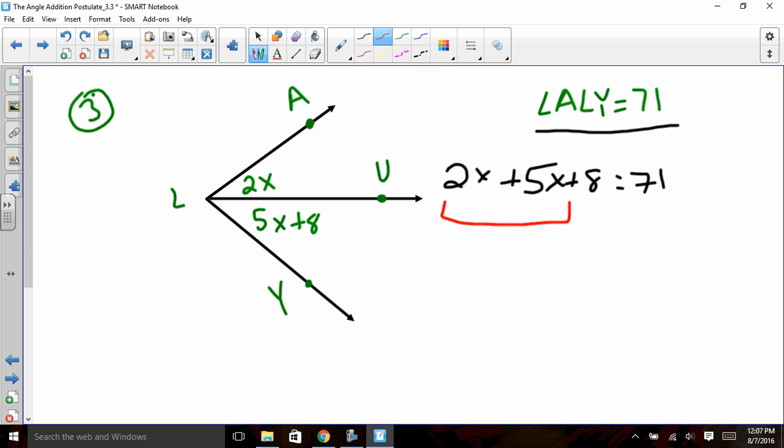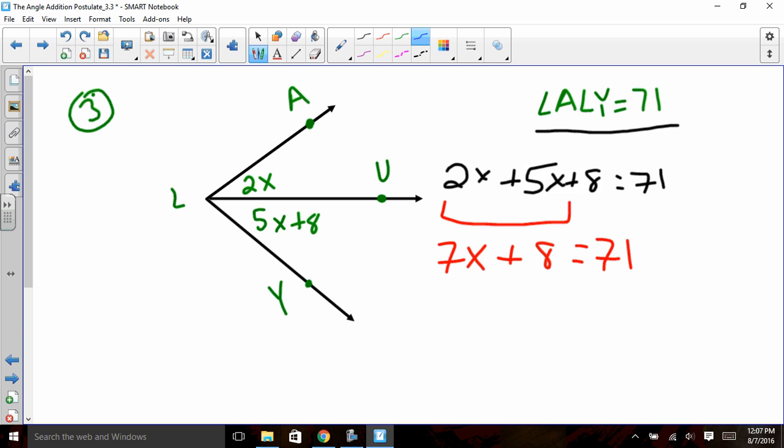Now my 2x and my 5x are on the same side of my equal sign. So that means I can go ahead and do the operation I see. So I have 2x plus 5x, which gives me 7x. My plus 8 does not disappear, so it comes down. And again, we're still equal to that 71. That has not disappeared yet.